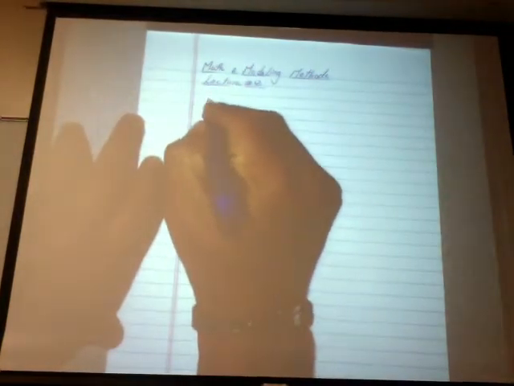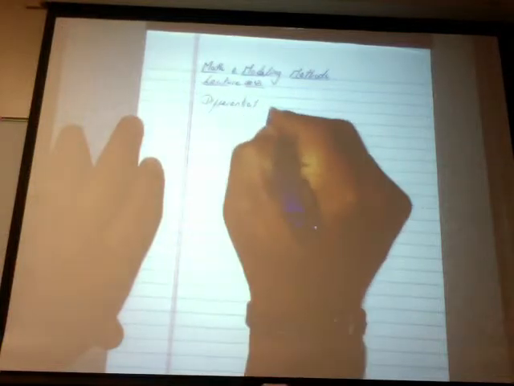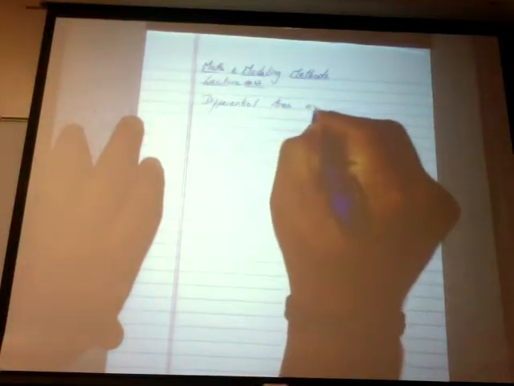Okay, so let me see. Here we are. So we're looking at, actually we did differential areas, but we didn't do any examples, right? Yeah. We stopped, yeah. All right. So we're going to do some examples of differential areas. So differential area examples.